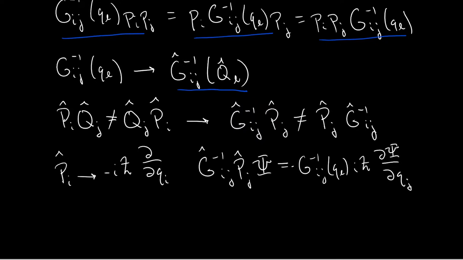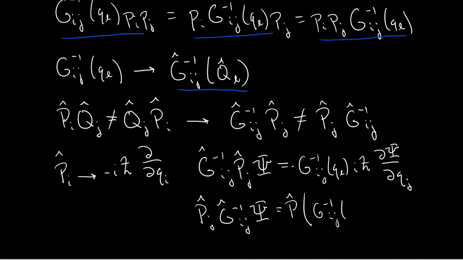But now if I flip everything, I have p hat j g inverse ij psi. Well, now I first act with the g's, and then I get something like p hat times g inverse ij times psi. And you see, now I'm getting a derivative of this whole thing. So this is d by dq j of g inverse ij psi. I know I'm running out of space.